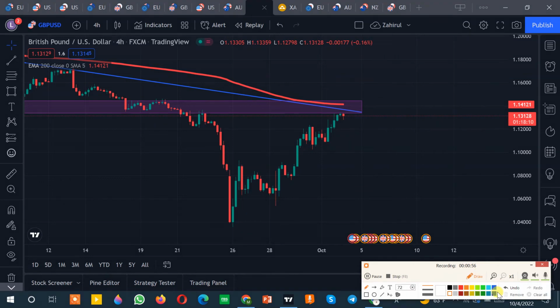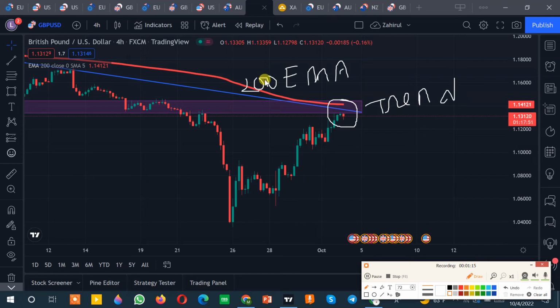So this is the point for 200 EMA act as a dynamic support. 200 EMA trend line act as a resistance. 200 EMA is act as a dynamic resistance. 200 EMA and trend line also act as a resistance level, and this support area now act as a resistance area.